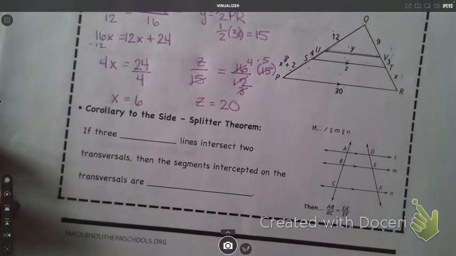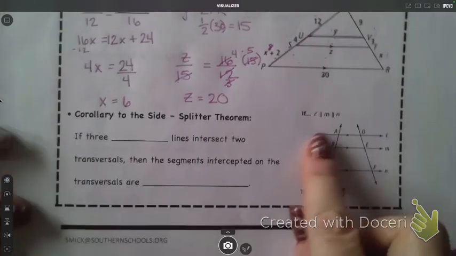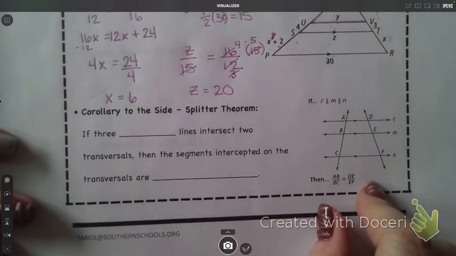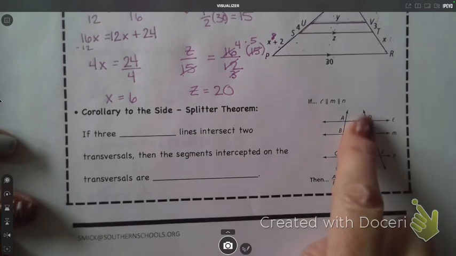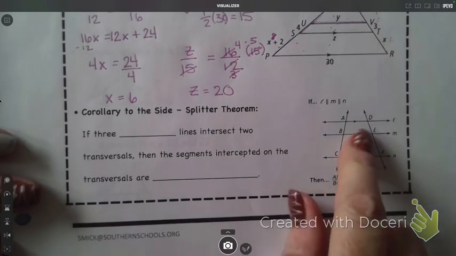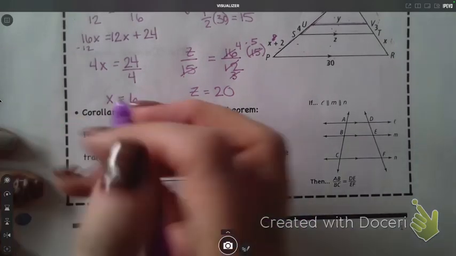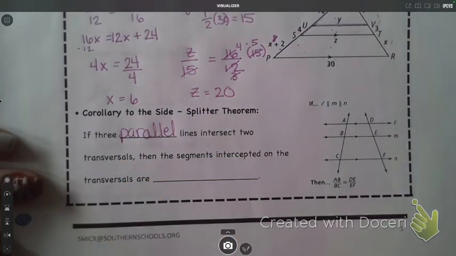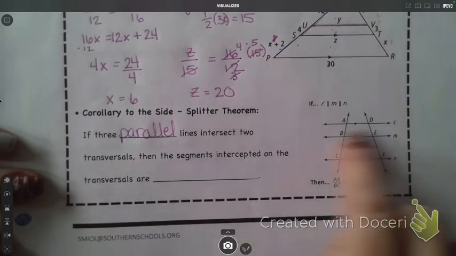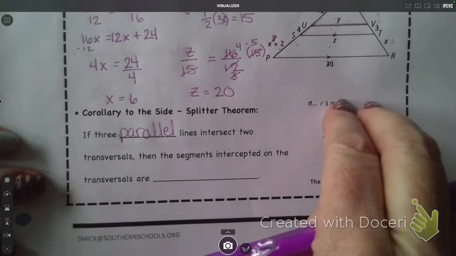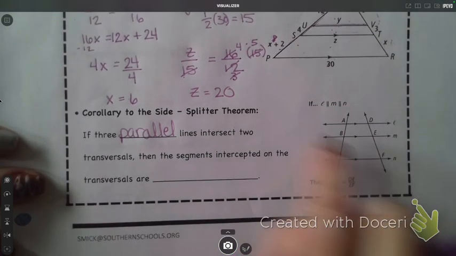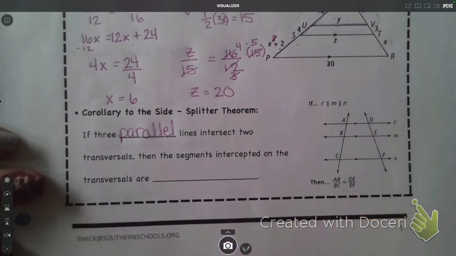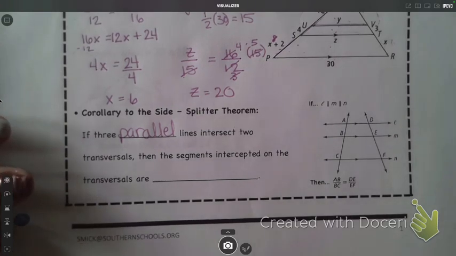To the side splitter theorem, we have this picture. What do you notice about this picture? We have a bunch of parallel lines, yes? So if 3 parallel lines intersect 2 transversals, do we have 3 parallel lines? Yep. Do they hit 2 transversals? Yep. They all hit the same 2, yes? Then the segments intercepted on the transversals are proportional.